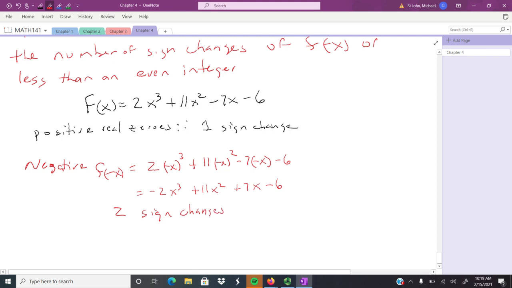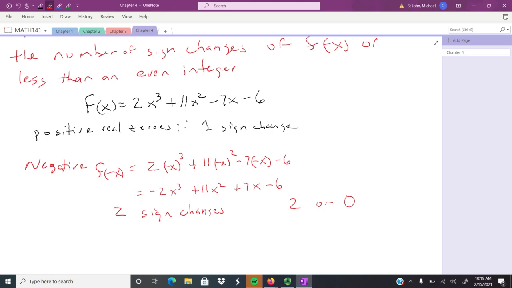So the number of negative zeros can either be 2 or 0. So there's going to be 1 positive, and 2 or 0 negative. Well, now it's a matter of figuring out what they are.